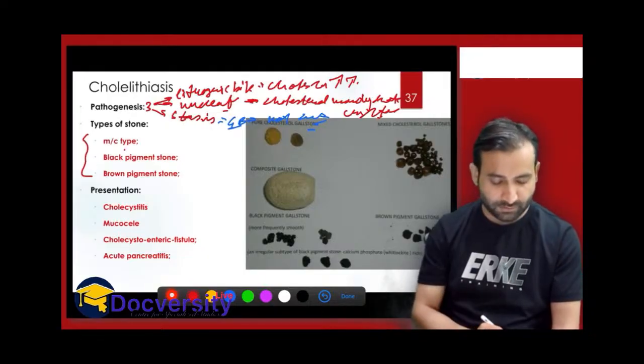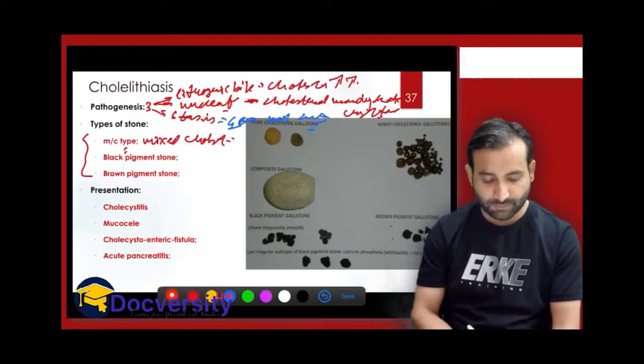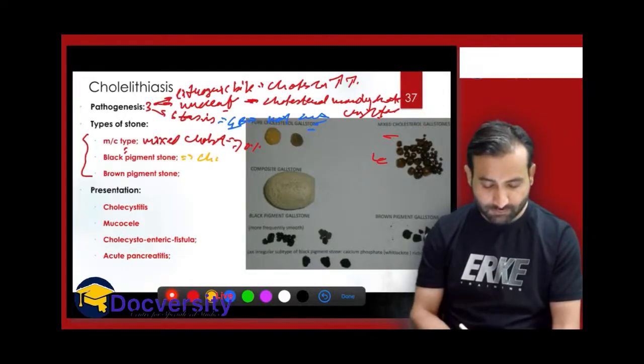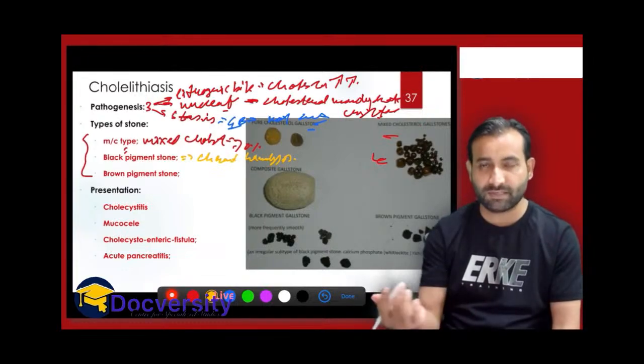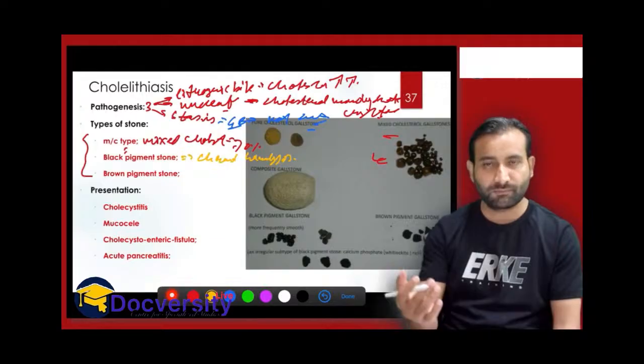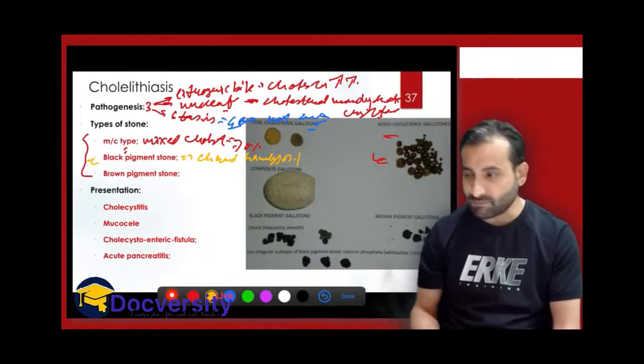And what are the types of the gallstones? We have different types of stones over here, right? So most common type is the mixed cholesterol stone. Mixed cholesterol stone, and you can see the mixed cholesterol stone over here, right? About 70%, right? And black pigment stone is due to the chronic hemolysis. Those patients who have chronic hemolysis, for example a prosthetic heart valve, this prosthetic valve causes the continuous breakdown of the RBCs, right? Or somebody has the congenital hemolytic disease, so this patient produces the black pigment stones.